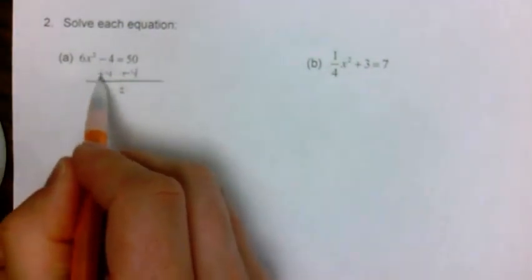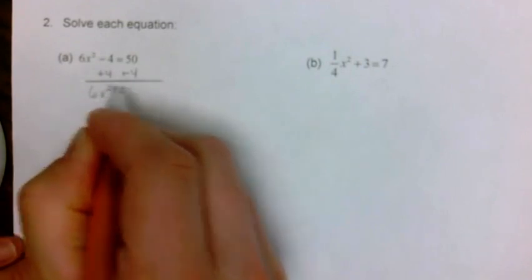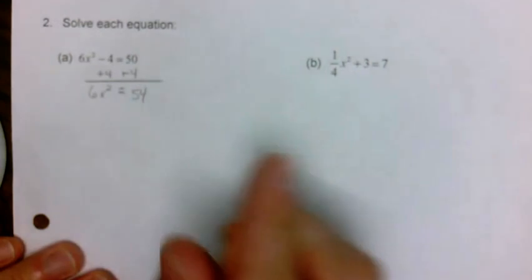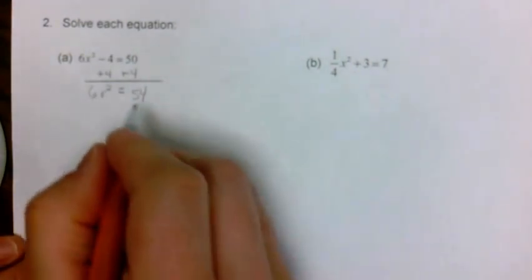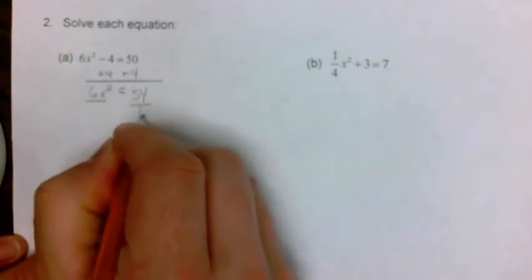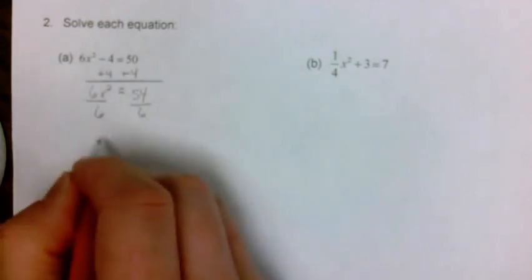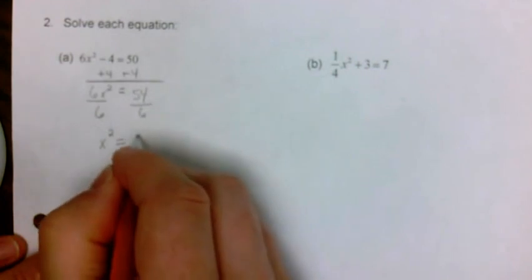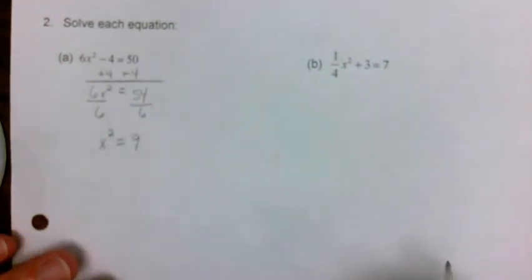All right, negative 4 plus 4 is 0, so the left is just 6x squared, and 50 plus 4 is 54. Okay, but we don't want 6x squared, we want just 1x squared, so we'll now divide each side by 6. 6x squared divided by 6 is 1x squared. 54 divided by 6 is equal to 9, so x squared equals 9.